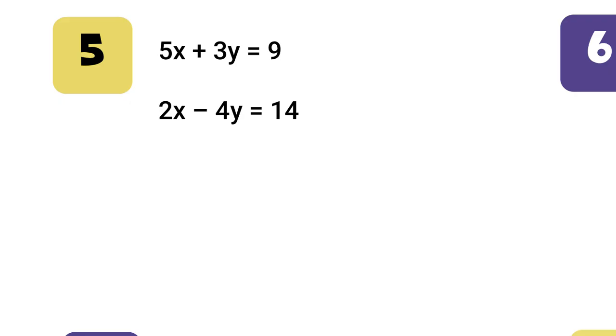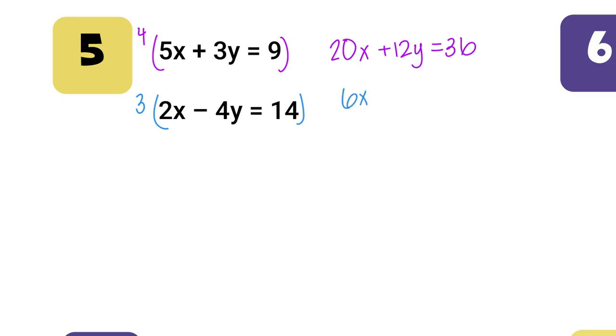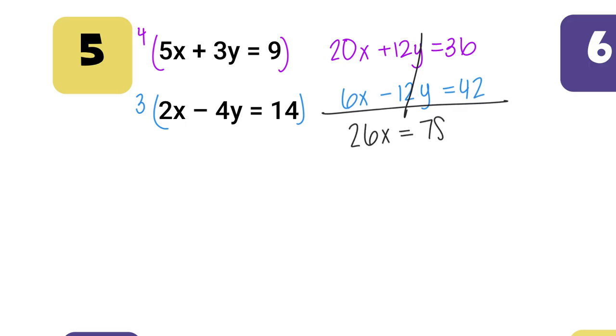So I'm going to go ahead and multiply the entire top by 4, and multiply my bottom by 3. Writing these out, I'm going to have 20x plus 12y equals 36. And then the bottom, I'm going to have 6x minus 12y equals 42. Solving these, my y's are going to cancel out. I'm going to get 26x equals 78. Divide by 26, and x is going to equal 3.